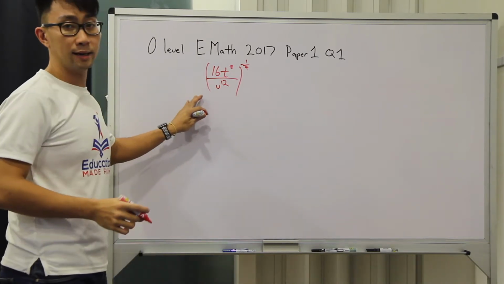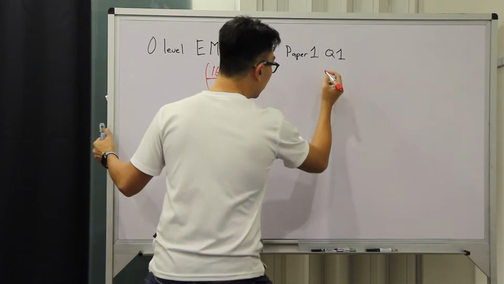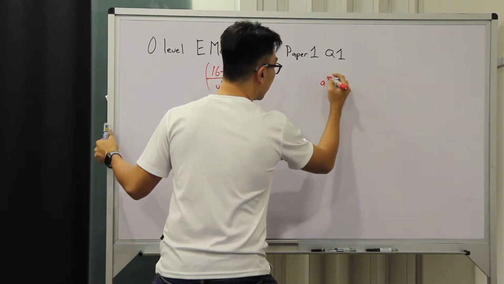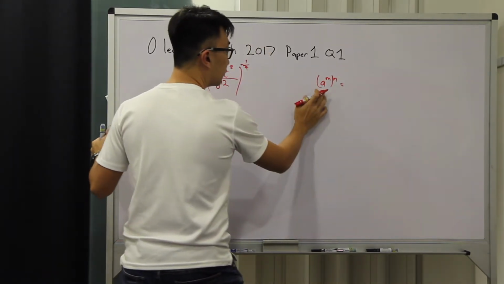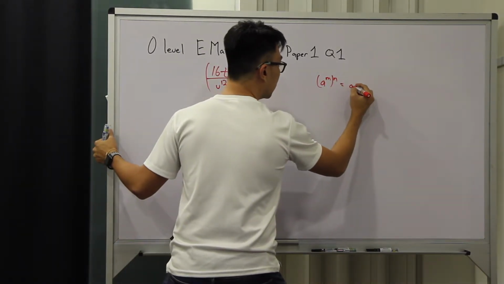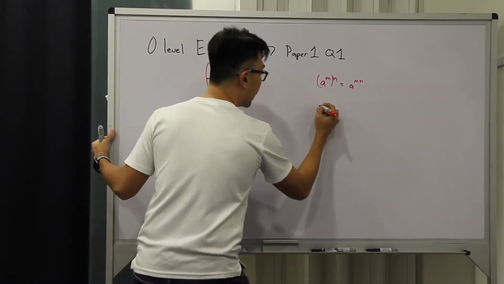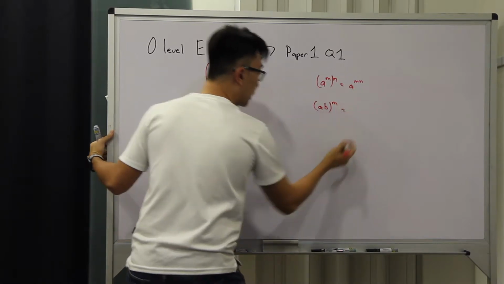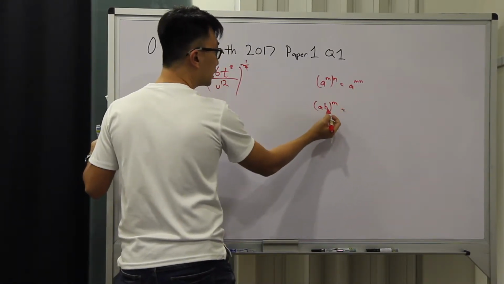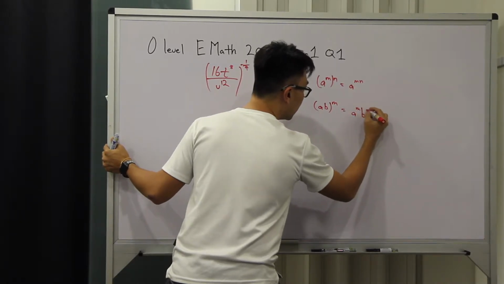Alright, before we start, let me revise the indices rules with you. Let's look at 3 of them. Firstly, we have a to the power of m, to the power of n. This will actually involve the multiplication of the powers, a to the power of m times n. Next, if we have a b, both to the power of m, the power will belong to every term in the bracket. So we have a to the power of m, b to the power of m.